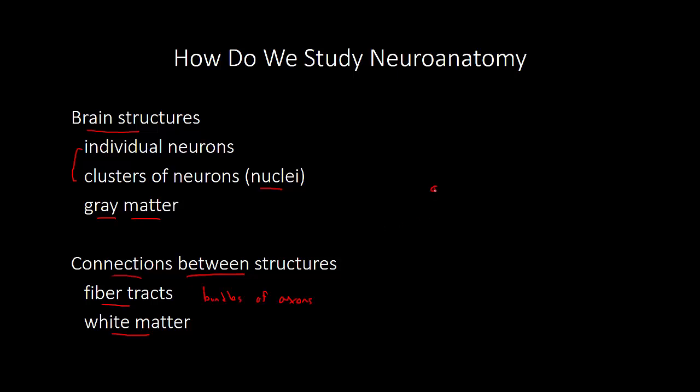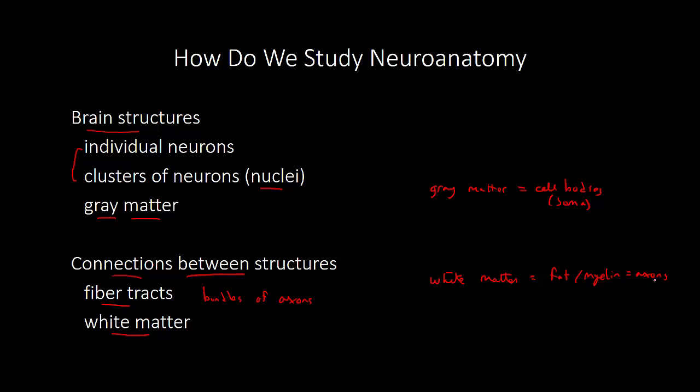So gray matter equals cell bodies, or soma. White matter equals fat myelin, which equals axons.